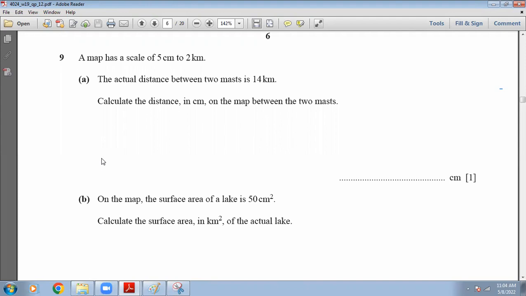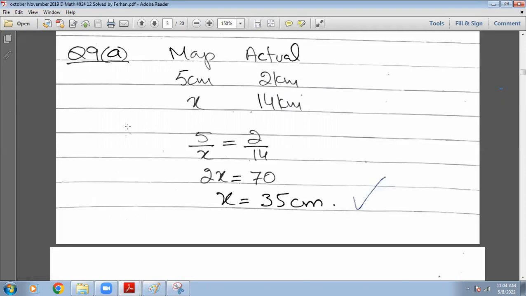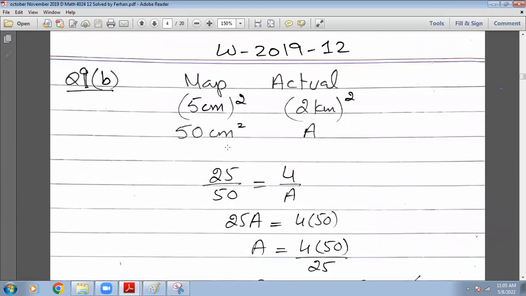I will write map, actual: 5 centimeters, 2 kilometers. How much for 14 kilometers? So let me show you what I'm talking about. You will write map and actual, then 5 centimeters on map means 2 kilometers in actual. In actual, something 14 kilometers long, how much will be on the map? It's a proportion method. 5 by x equals 2 by 14, cross multiply, 2x equals 70, and x will be equal to 35 centimeters. So a distance of 14 kilometers will be 35 centimeters on the map. I have checked this answer, so it's good to go.